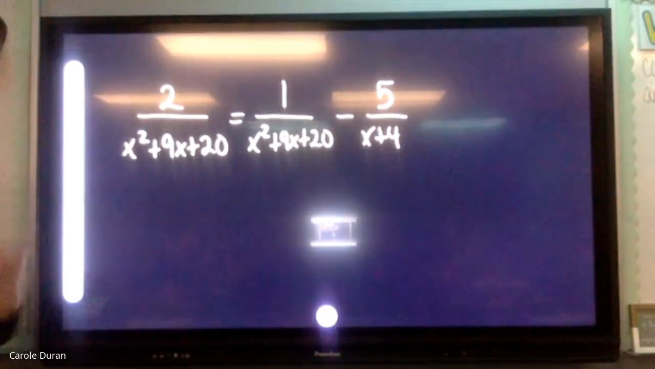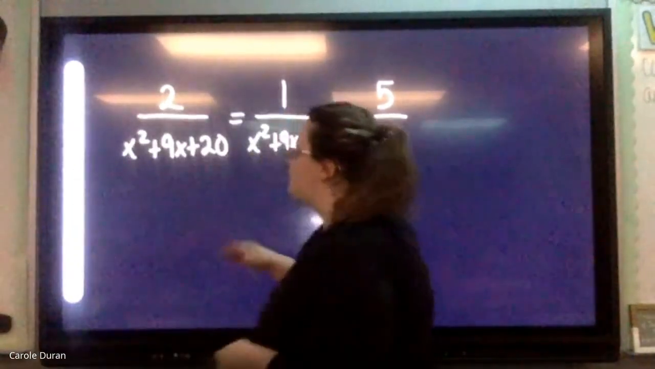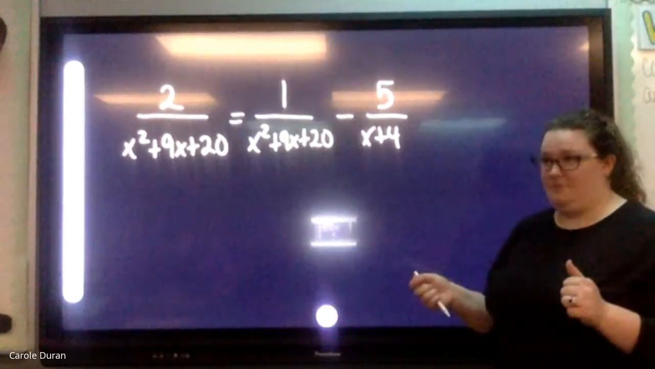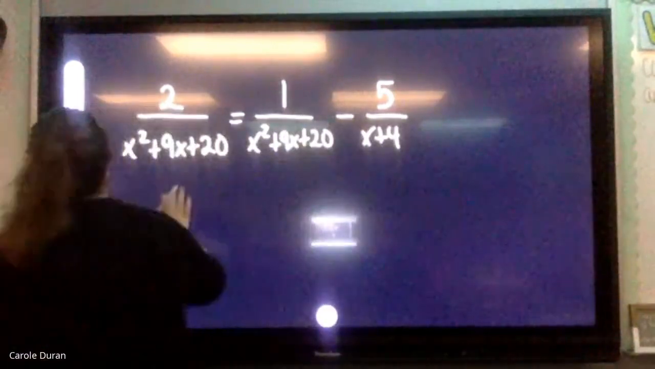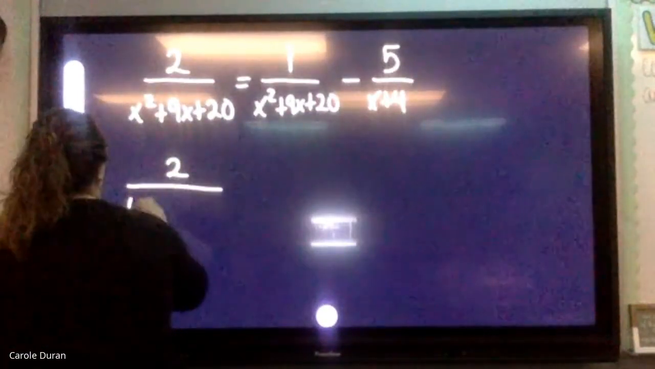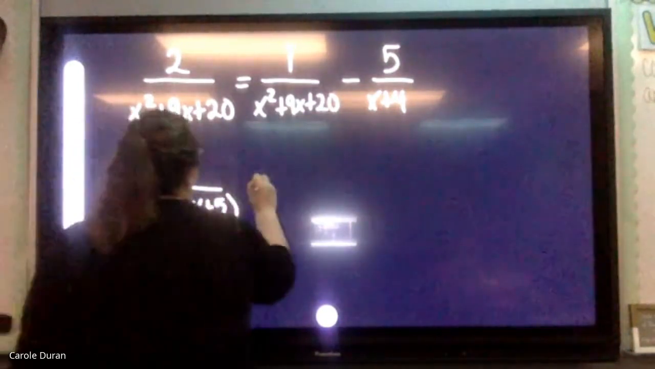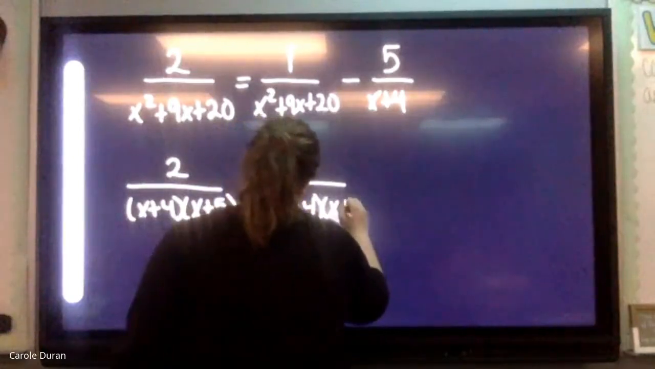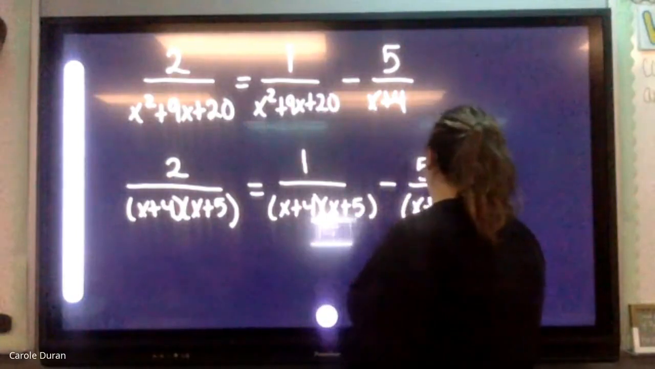The quadratics, they're the same, so when I factor one, I'll have factored both, which is awesome. So when I go to factor this out, I'm looking for two numbers that multiply together to get 20 and add to get 9. I'm pretty sure Camden already said what it was, which is 4 and 5. So that means when I factor this out, I have 2 over x plus 4 times x plus 5 equals 1 over x plus 4 times x plus 5 minus 5 over x plus 4.